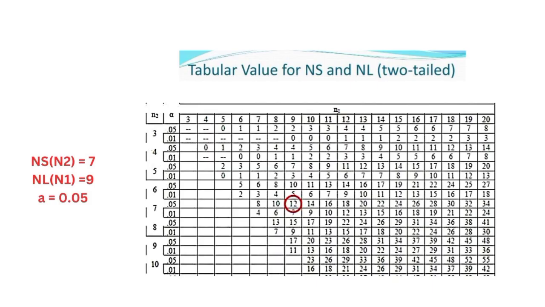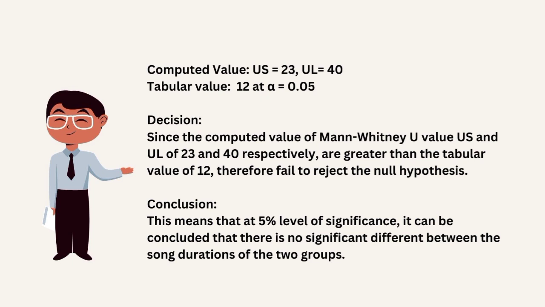So now we're going to look at the tabular value for the n sub s and n sub l. And remember, it is two-tailed. By locating n sub 2 and n sub 1, we get 12. So again, the computed value of u sub s is equal to 23 and u sub l is equal to 40, with the tabular value of 12 at a 5% level of significance. Since the computed Mann-Whitney U values, u sub s and u sub l, of 23 and 40 respectively, are greater than the tabular value of 12, we fail to reject the null hypothesis. That would be our decision.